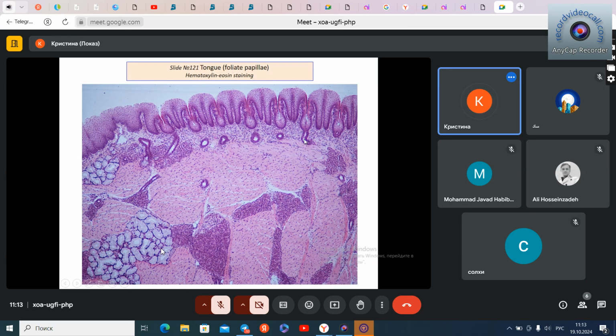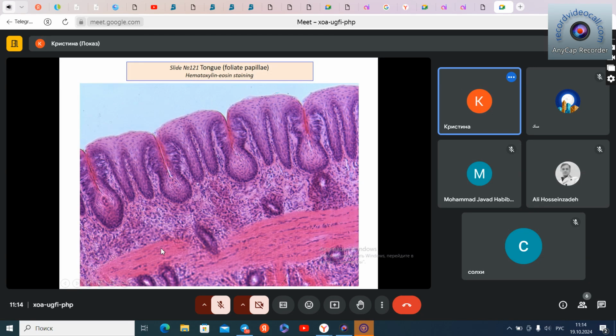It is seen in this picture. Here you can see how the duct of the gland leads to the bottom of this area between two adjacent foliate papillae. In this picture, we can see the serous and mucous glands. Mucous glands are seen because we can see here transparent, not stained cytoplasm of the mucous cells.